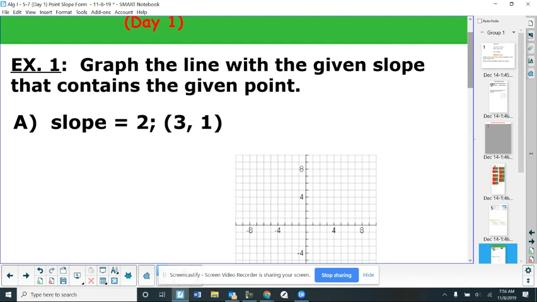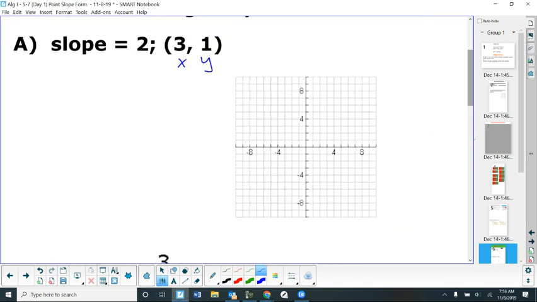So now, normally we were given a y-intercept and the slope. Now we're given a point and the slope. So Monica, you're still going to graph this point first. Okay, so how do I graph this point? How do you graph the point 3, 1? Right 3, up 1. And now the slope is 2.